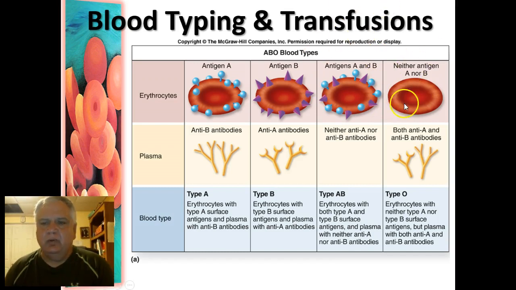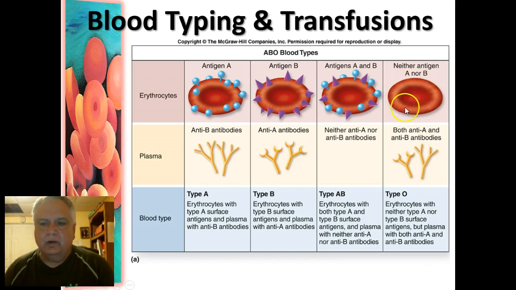What about type O blood? Can type O blood receive A? The answer, no, it has anti-A antibodies. Can it receive type B blood? The answer, no, it has anti-B antibodies. Can it receive type AB blood? No, it has anti-A and anti-B antibodies.